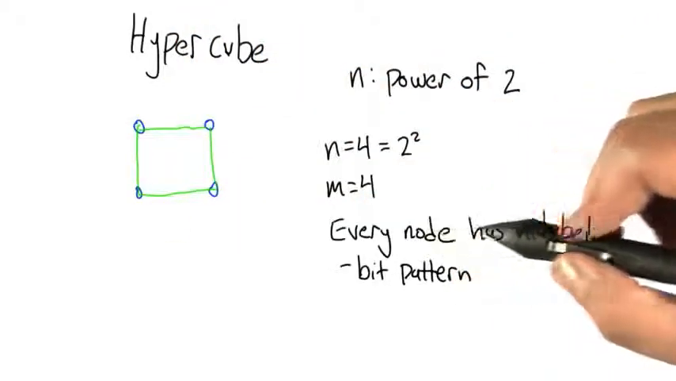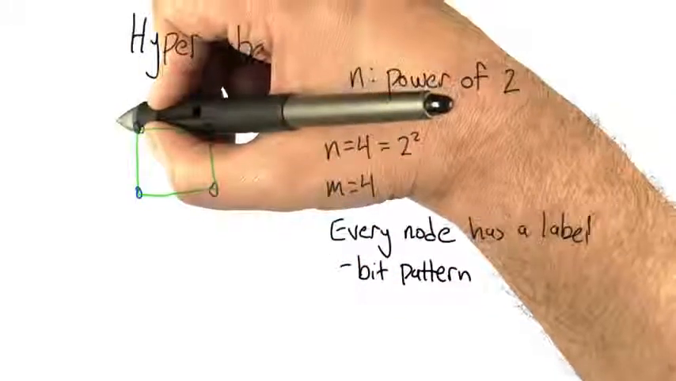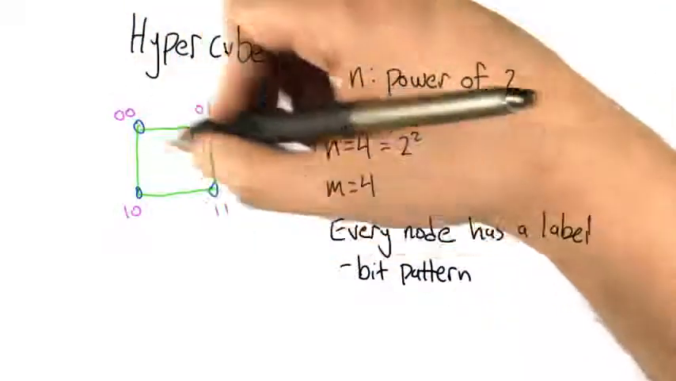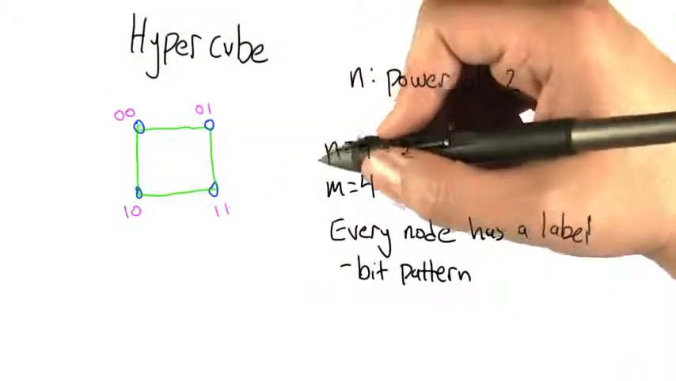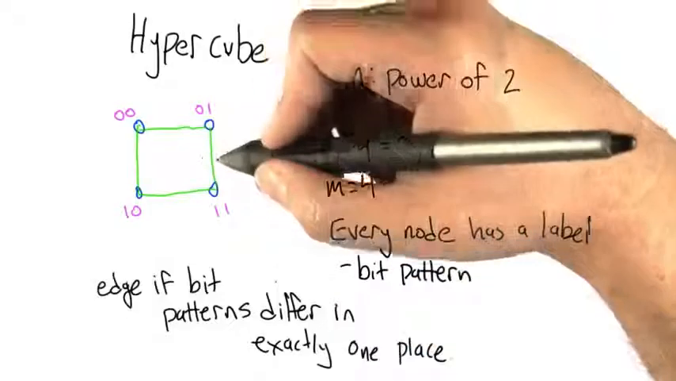We're going to imagine that every node has a label, and that label is a bit pattern. In particular, we imagine that we're going to number each of the nodes, basically from 0 up to n-1, and we're going to connect 2 nodes if their bit patterns differ in exactly one place. So we see this example here.